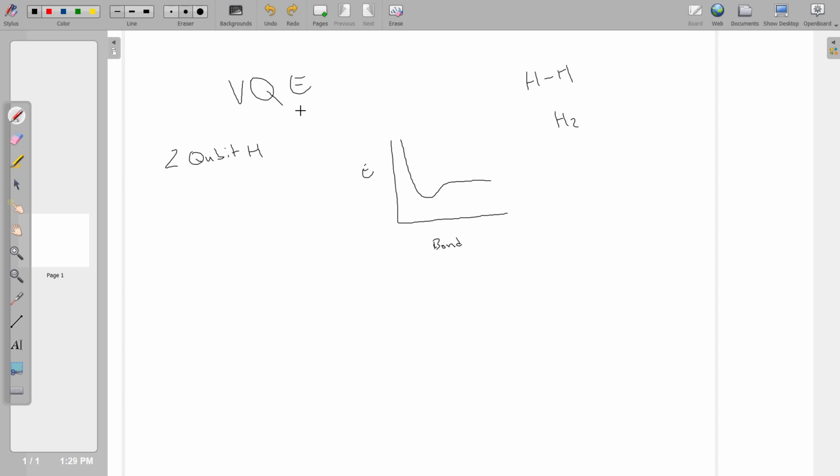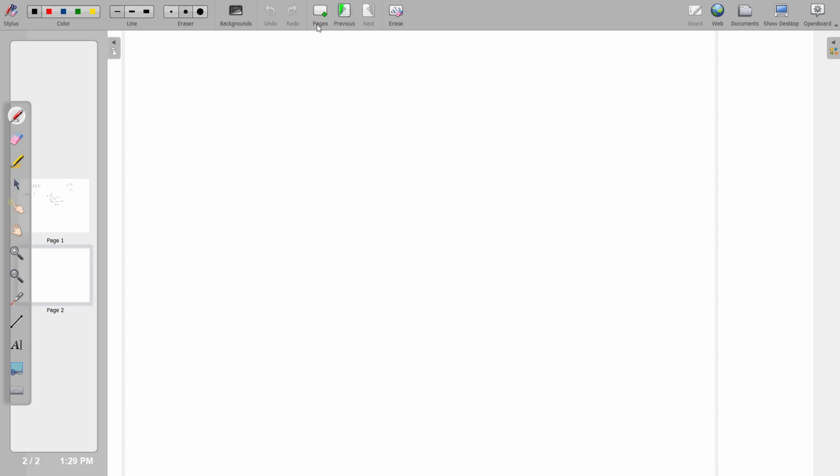So first, the matrix that we're going to be specifically talking about for this example is the following 4x4 matrix: 1, 1, 0, 0, 1, negative 1, 0, 0, 0, 0, negative 1, negative 1, 0, 0, 1, 1.